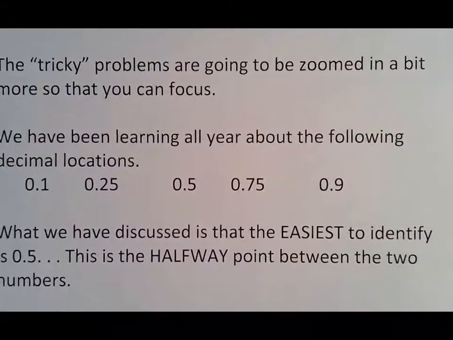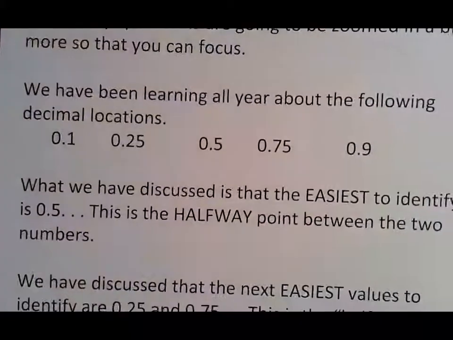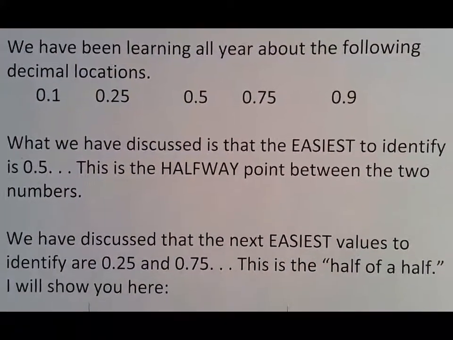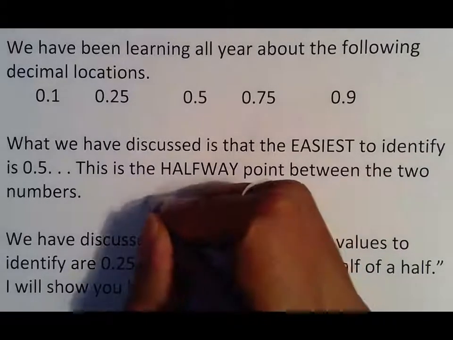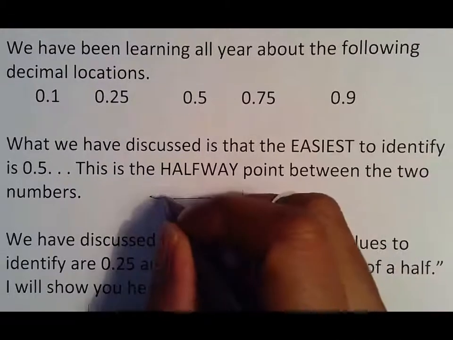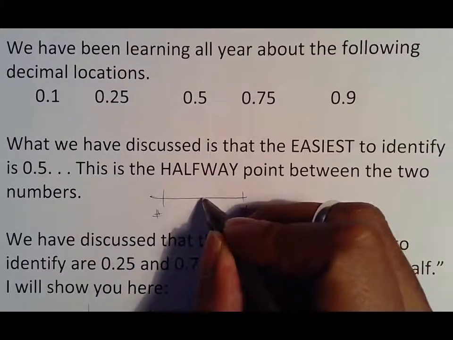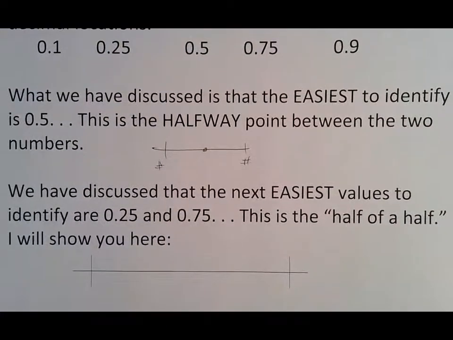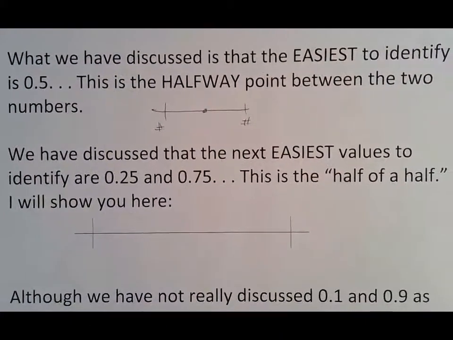We've been learning all year about the following values, which are 0.1, 0.25, 0.5, 0.75, and 0.9. And we've discussed that the easiest to identify is 0.5 because it's halfway through. So we know that if we have a number here and a number there, 0.5 is going to be somewhere about in the middle. That's easy. And we've discussed that the next easiest values are 0.25 and 0.75.